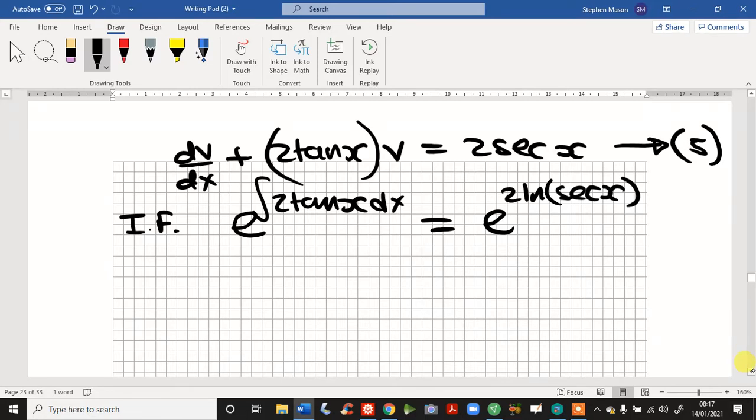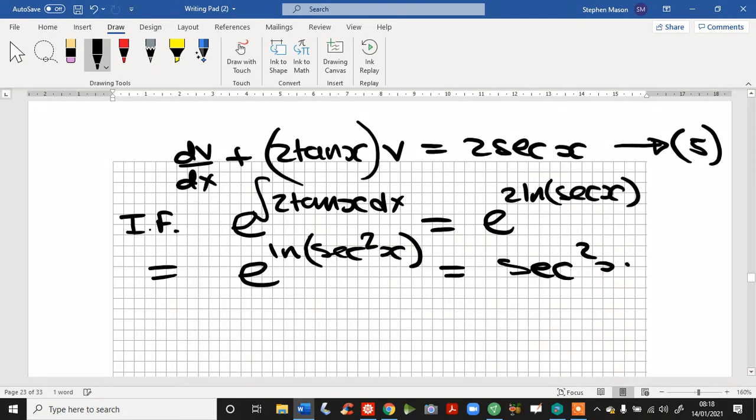So that can be rewritten as e to the log of sec squared x. It's sec x all squared, which is exactly the same thing. And e to the power of the logarithm of anything is just whatever that anything is. So that becomes sec squared x.